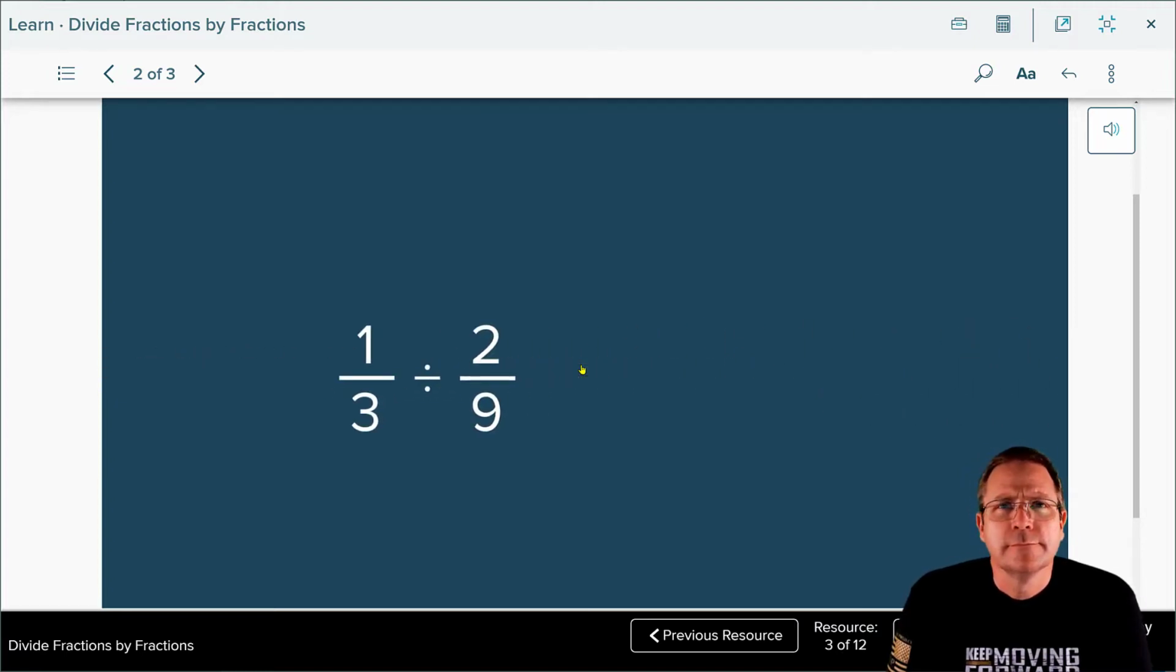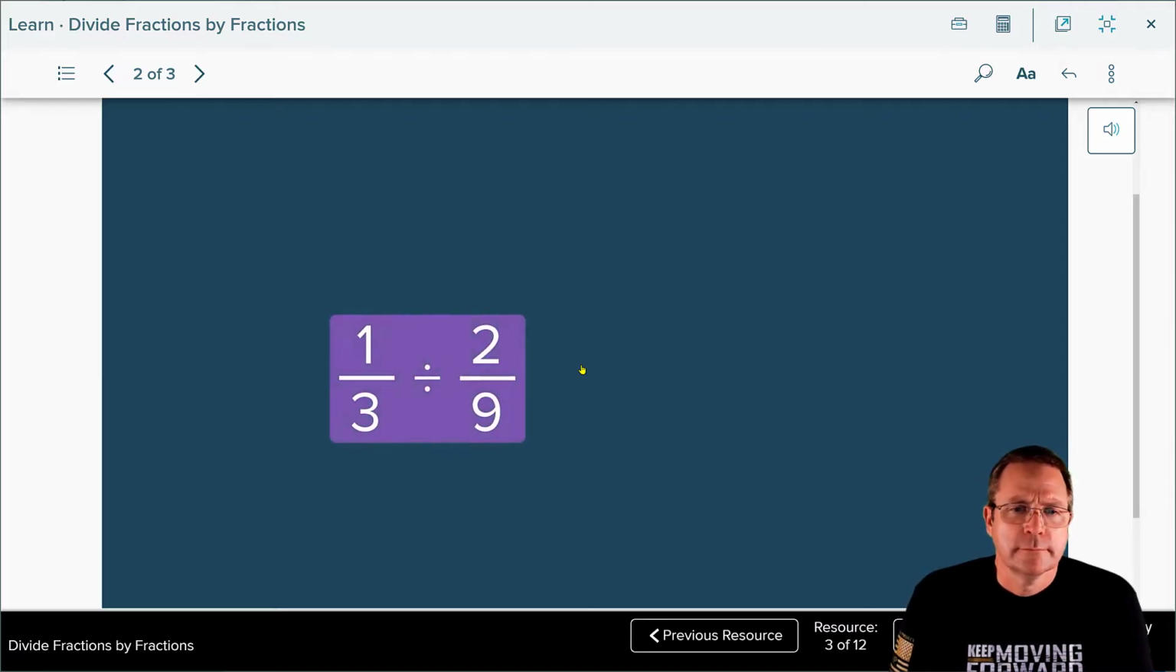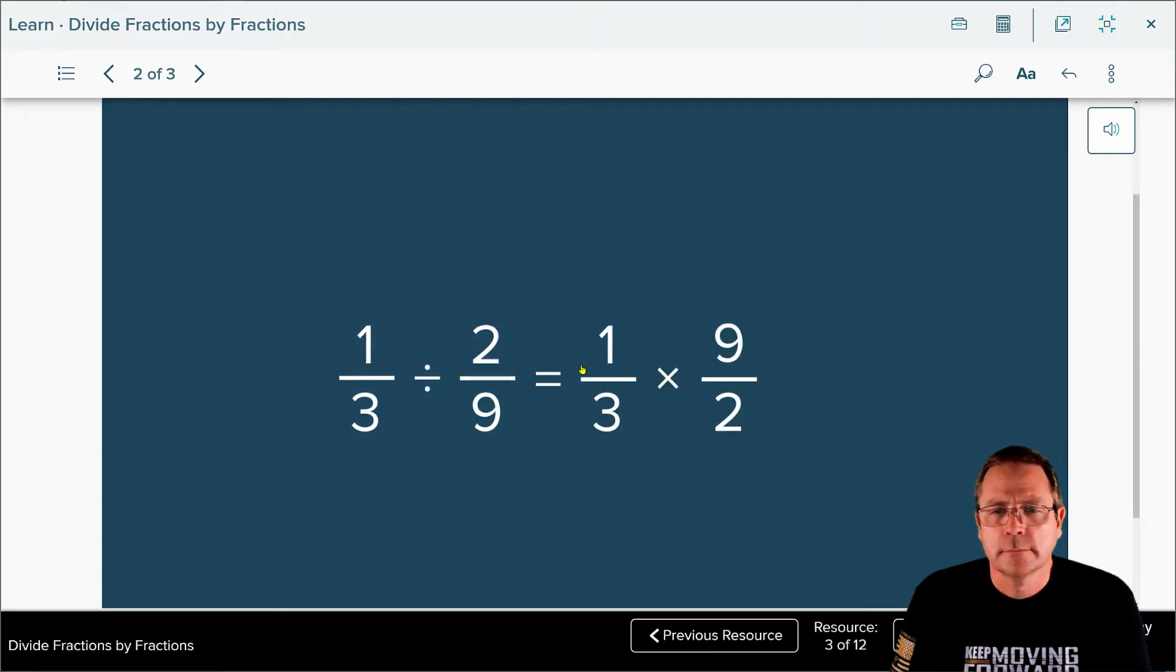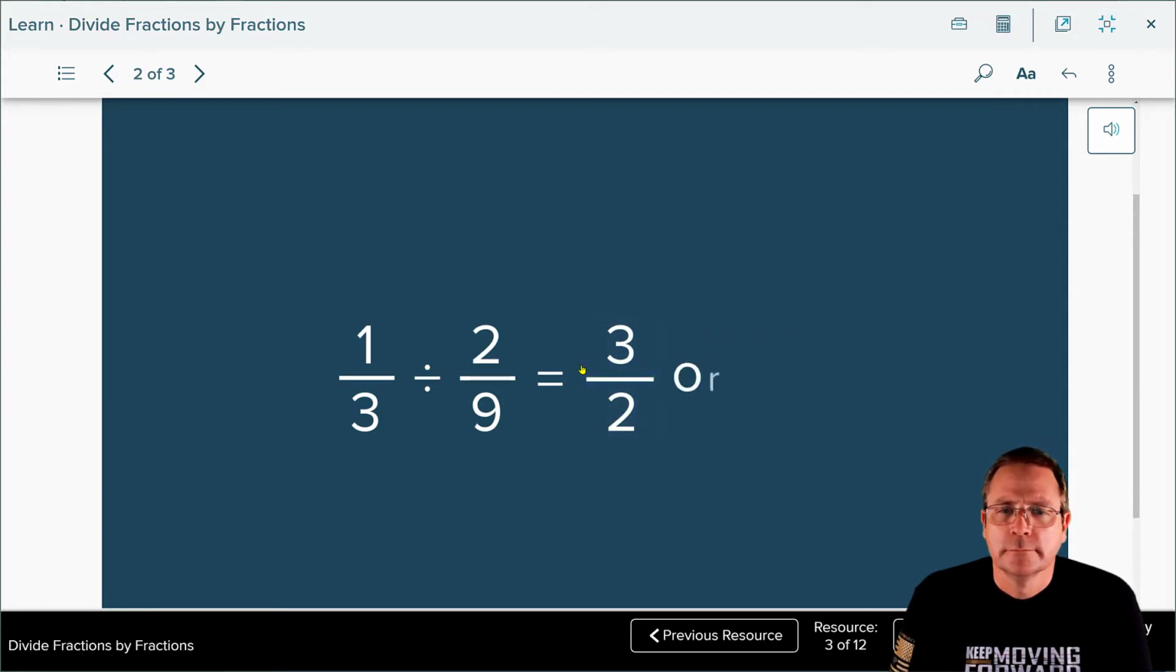To divide by a fraction, multiply by its reciprocal. To find 1/3 divided by 2/9, first multiply 1/3 by the reciprocal of 2/9, 9/2. Next, simplify by dividing out the common factor, 3. Then multiply the numerators. 1 times 3 equals 3. Finally, multiply the denominators. 1 times 2 equals 2. So 1/3 divided by 2/9 is 3/2, or 1 1/2.